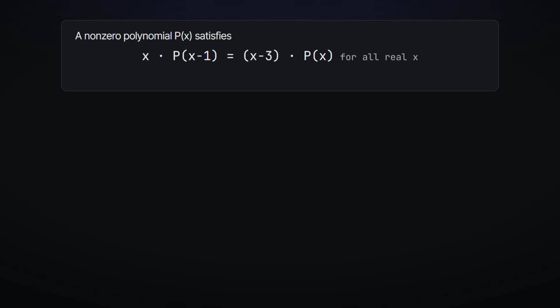of x for every real x. We know one value. P of 4 is 24. Find p of 5. Read that last part again. For every real x. When a problem says every x, that is usually where the leverage is.